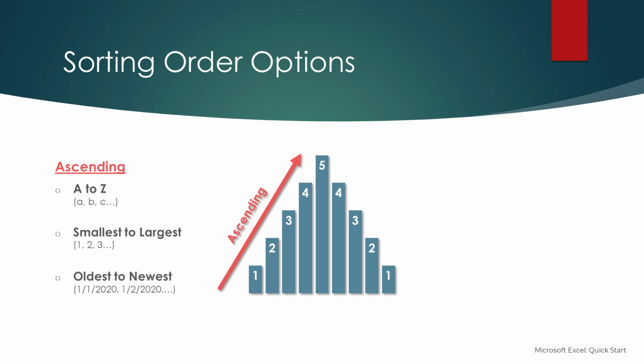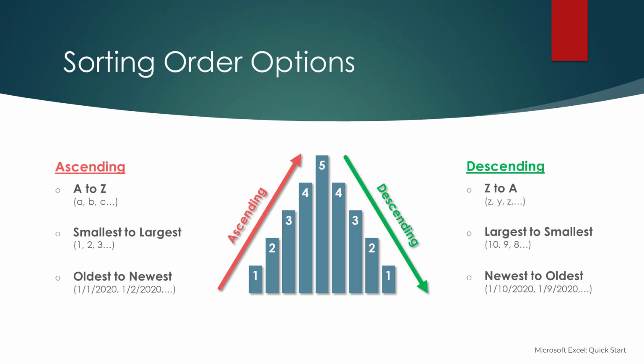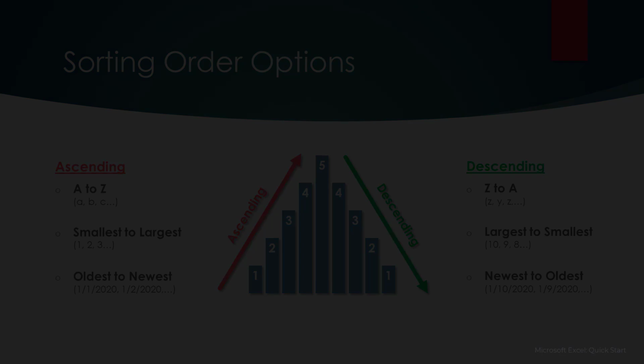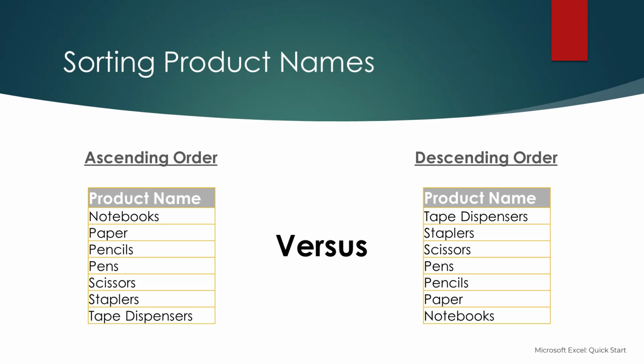Sorting from lowest value to the highest is called ascending order. In Excel, ascending order is expressed as A to Z for text, smallest to largest for numbers, and oldest to newest for dates. Sorting from the highest value to the lowest is called descending order. In Excel, descending order is expressed as Z to A for text, largest to smallest for numbers, and newest to oldest for dates. In this example, we see product names. The left table is in ascending order by the name, while the right table is in descending order.